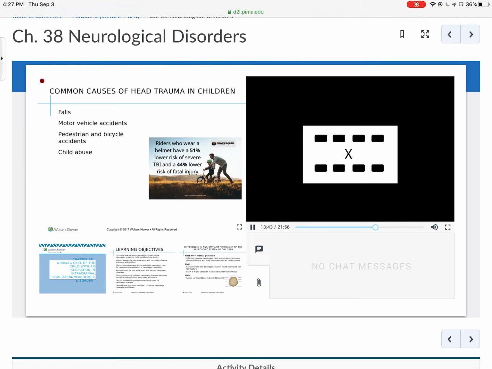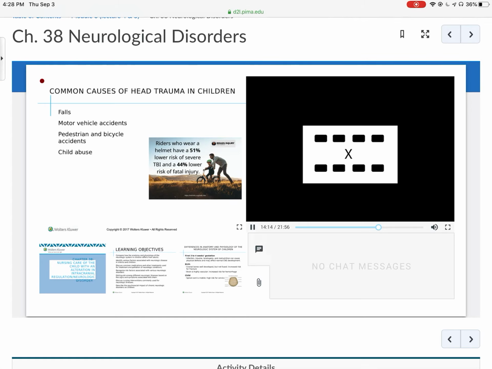So with head trauma, injury causes more death in children than disease in the United States. So that's pretty scary. So falls, again, when kids are smaller, they lead with their head, so they're going to fall. Your motor vehicle accidents, maybe they're not in the right car seat, or in a car seat at all. And then child abuse. So shaken baby syndrome, kids who are thrown against a wall, thrown on the floor, things like that.